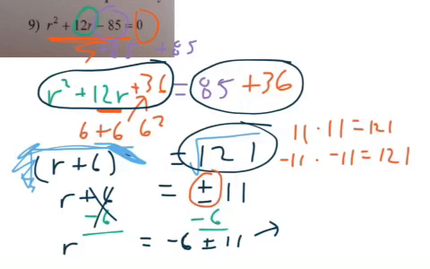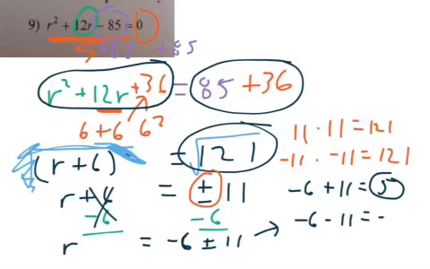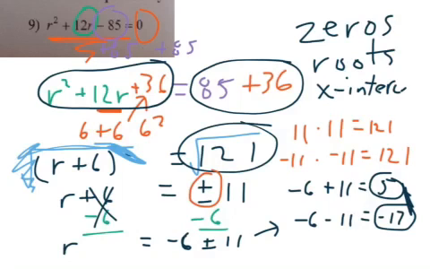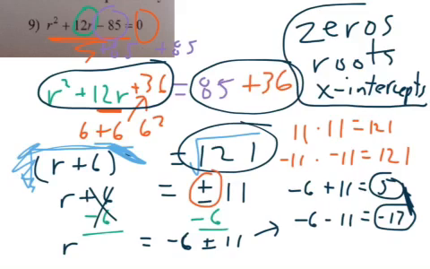Let's go ahead and finish it up. Isn't negative 6 plus 11 positive 5? Isn't negative 6 minus 11 negative 17? Yeah. Guess what, guys? We just solved it using completing the square. Here are my two answers that we came up with. They are the zeros of my equation. They're also called our roots. They're also called the x-intercepts. Remember, those three words mean the same thing, basically. They all refer to the x-intercept or the numbers that make it 0. Okay? So pause the video and study this completing the square process, please.